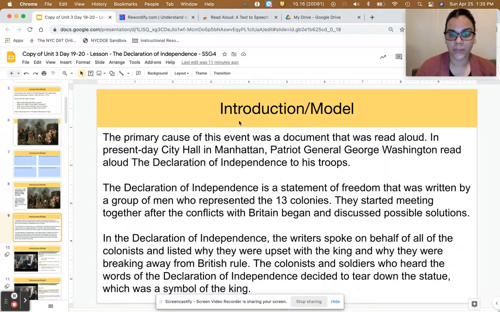And then here is an explanation of the Declaration of Independence. Now, if you're working in small groups, the text is already chunked. You could assign a pair of students, for example, each chunk of text, and they can read it out loud and summarize their chunk to the group.